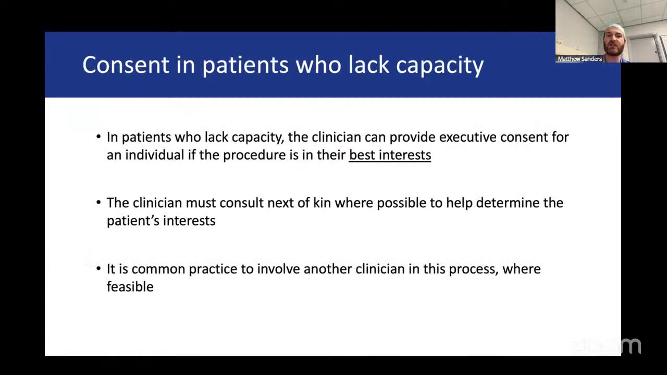Now, in these scenarios in the UK, the clinician is empowered to provide an executive consent, providing that the procedure is deemed to be in their best interests. The clinician has to ideally consult the individual's next of kin where it is possible and appropriate to determine what the patient's best interest would be. It is common practice to involve other clinicians in this process. However, in some emergency scenarios, clearly this is not always possible.